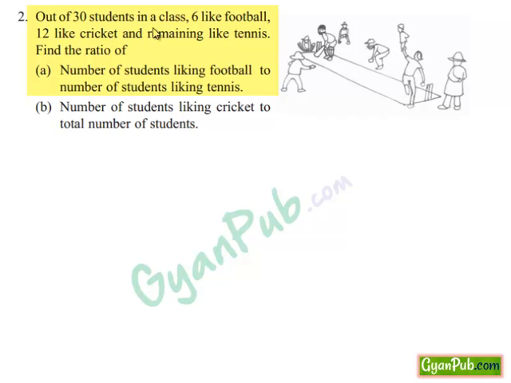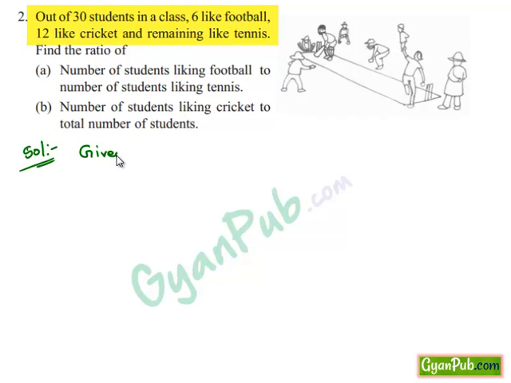Out of 30 students in a class, 6 like football, 12 like cricket and remaining like tennis. Find the ratio of number of students liking football to number of students liking tennis and number of students liking cricket to total number of students. Let's do the solution. First, take down the given data.